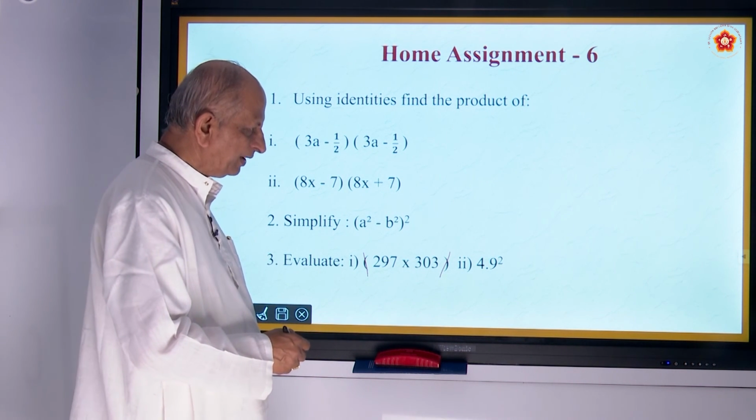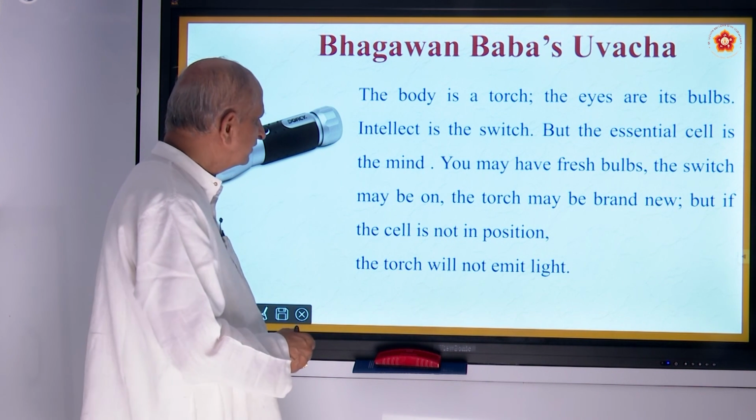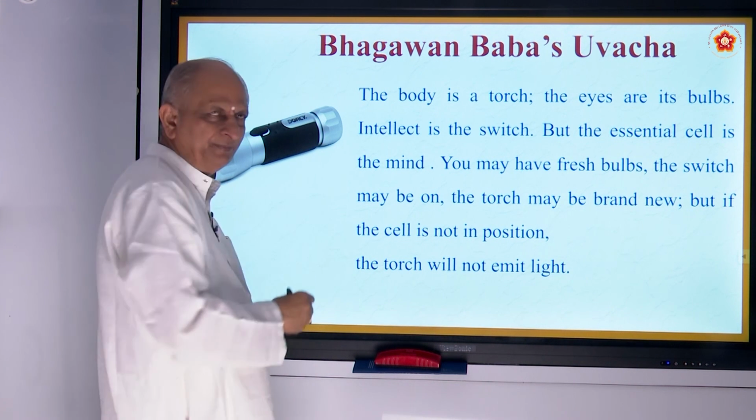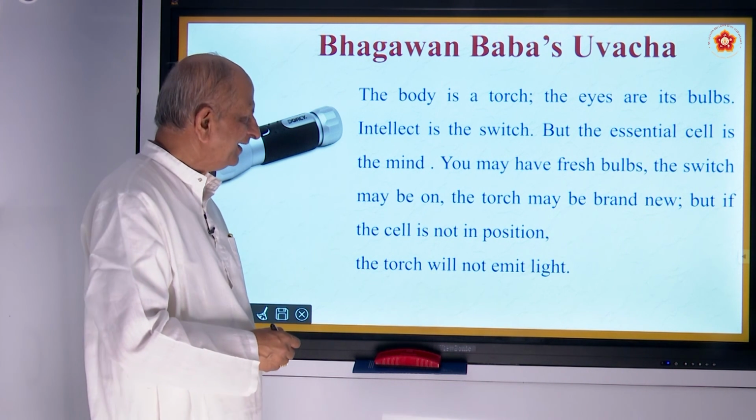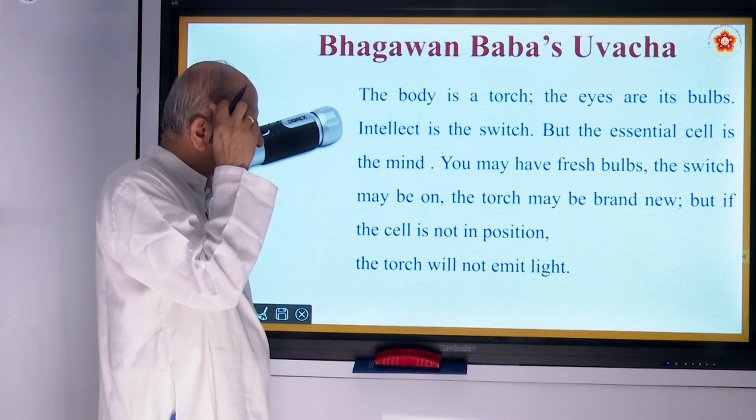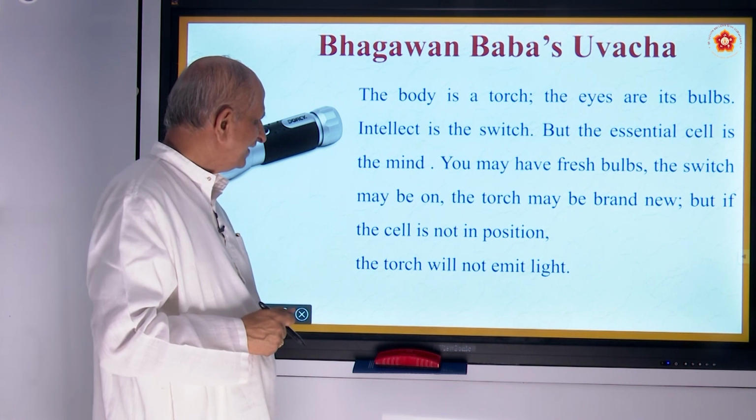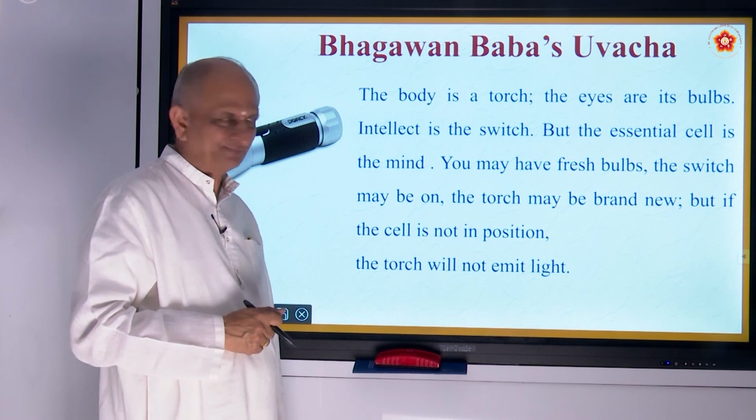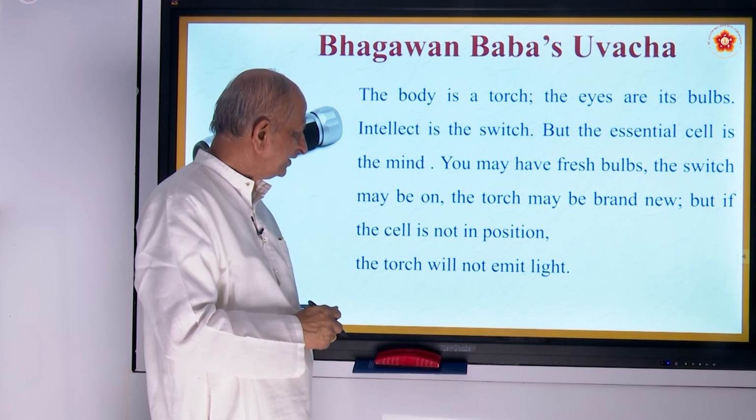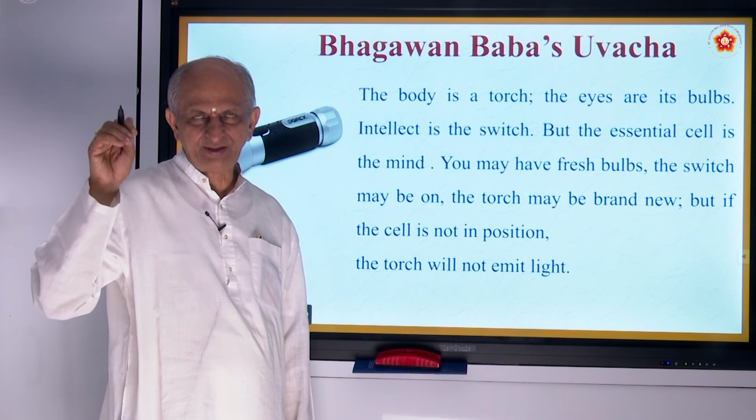Now let us see what Bhagwan Baba says. Bhagwan Baba says the body is a torch. As all of you have seen torch. And in the torch you have got bulbs. Inside there will be bulb. That are eyes. Eyes are like bulbs. And intellect is a switch. You can do it on and off with switch. Essential cell is the mind. So behind the switch you have got mind.